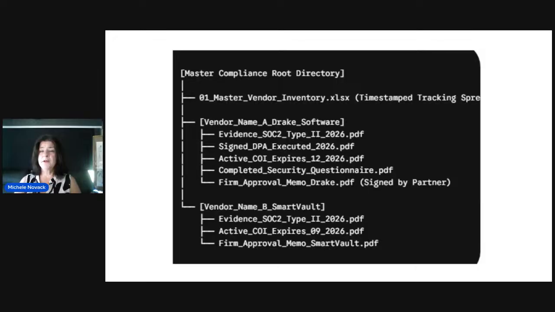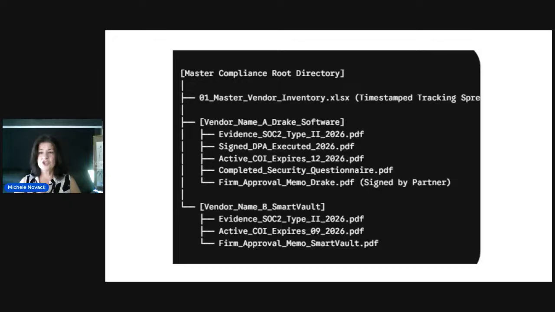again, wherever you keep this data, you want to build a structure. I'm giving you an example here of what it should look like. Master vendor inventory list. Timestamps tracked. When do you start this list? Who's on that list? Do different tabs, however you have to do it.